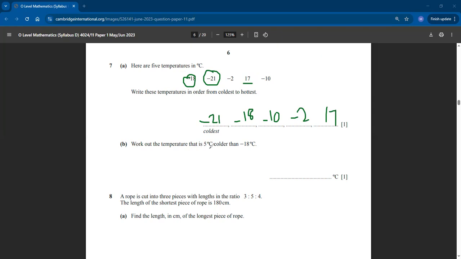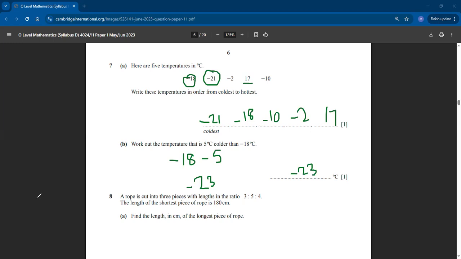Okay, work out the temperature that is 5 degrees colder than -18. 5 degrees colder than -18 means that we have to subtract 5 from -18. So -18 minus 5, this is how we are going to solve it. Minus and minus becomes plus: 18 plus 5 is 23. And the sign of the bigger number, which is 18 here, is negative, so -23 would be the answer. A lot of students get confused. They just do 18 minus 5 and they get 13.